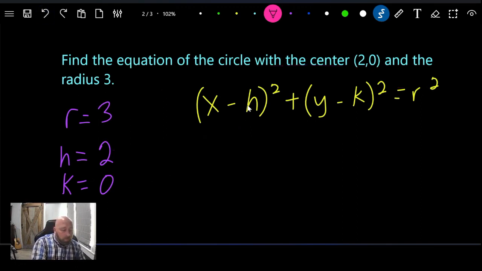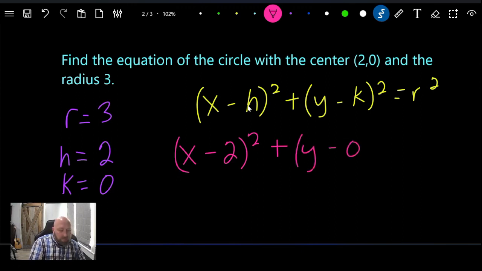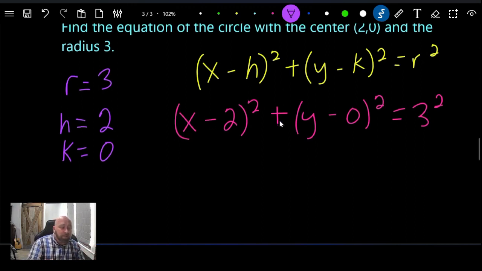Okay. So here we go. We have x minus h. What is h? It's 2, quantity squared, plus y minus k, which is 0, quantity squared, equals r squared, which is 3 squared. Now, what you'll do here is you'll simplify. Anything that you can do to simplify this out, you will do that before you give me your final answer. What can I do here? Well, technically, I could FOIL that, but I'm not going to. I don't need to do anything there.